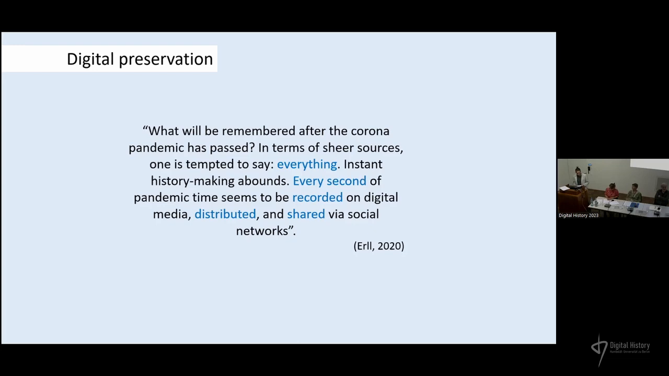The second issue that I will briefly present here relates to digital preservation. In a way, the general optimism regarding the capabilities of digital technologies in building archives of today translated to early interpretations regarding the historical vestiges of the pandemic, as if everything were to be preserved. This is a quotation that translates this idea of very high optimism regarding the preservation of digital records and the pandemic.